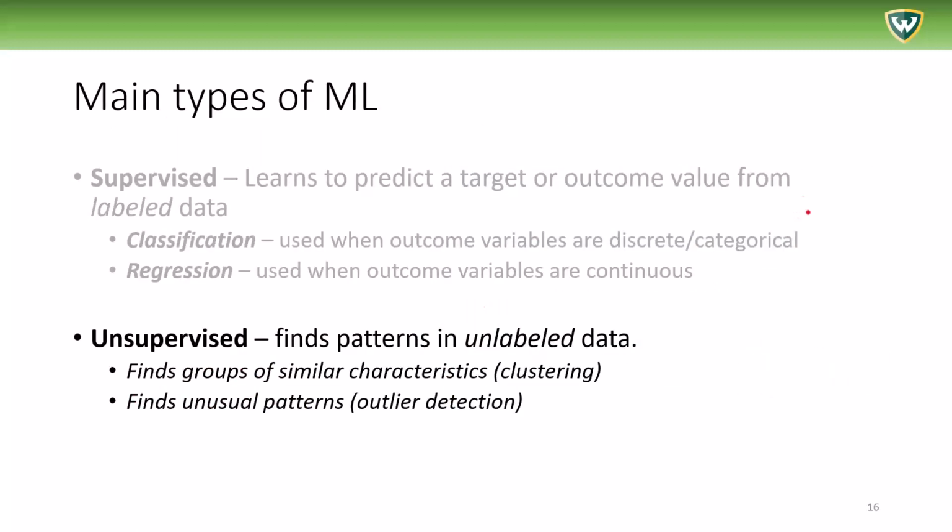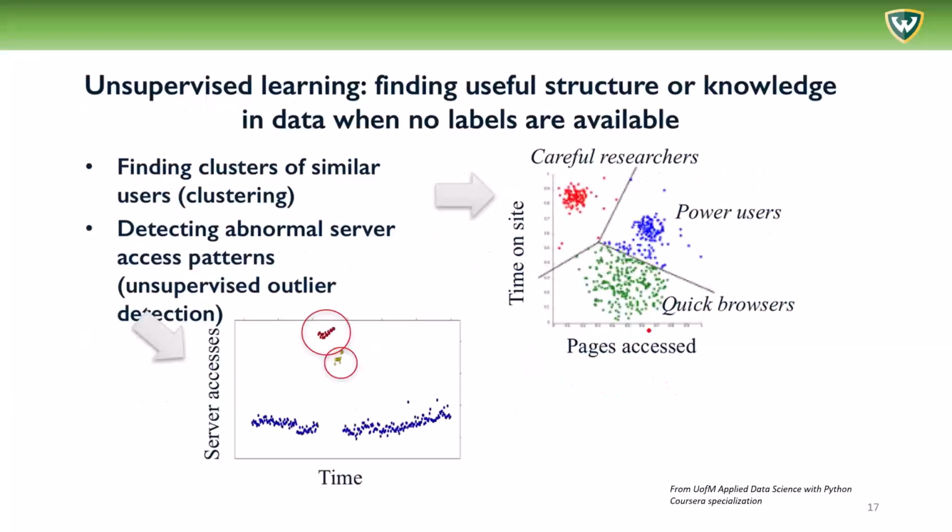And then the other major type of machine learning model is unsupervised learning. So this is where we find patterns in unlabeled data. This may be finding groups of similar characteristics, or finding instances that are very unusual to the data. So let's talk a bit about how this works. For example, let's look at the first one, the clustering approach.